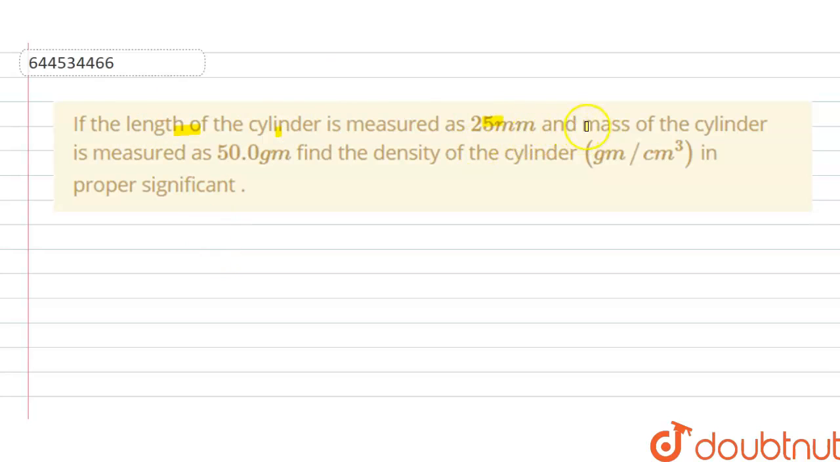Hello students, today our question is: if the length of the cylinder is measured as 25 mm, and the mass of the cylinder is measured as 50 gram, find the density of the cylinder in gram per centimeter cube, in the proper significant figures.